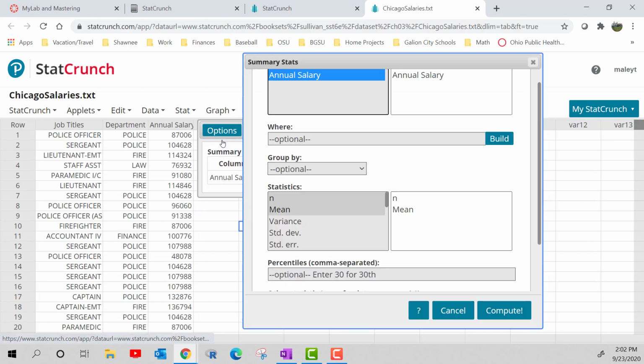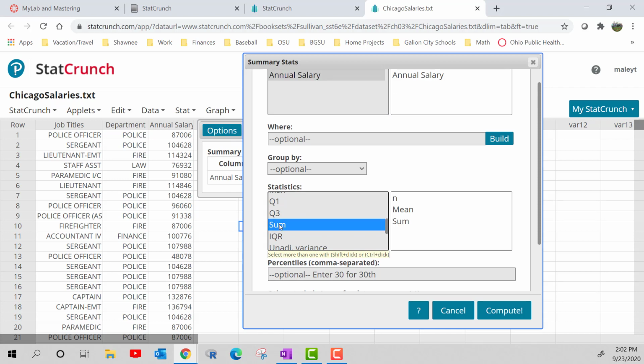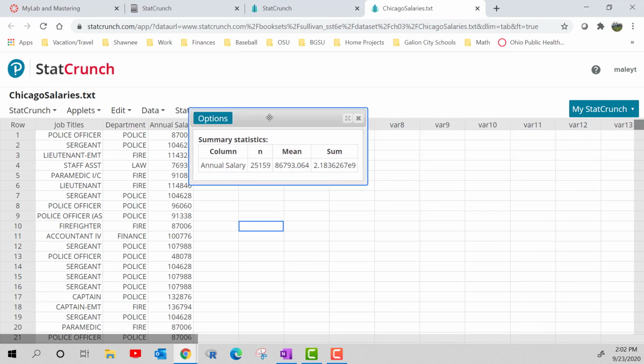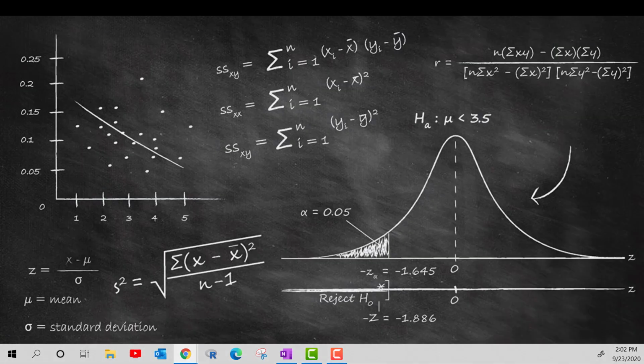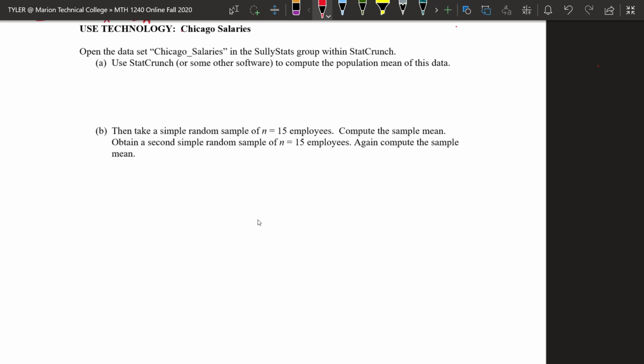Also, if I go back to options, just open that menu. There's an option here, a statistic called sum. So if I hold down Control and hit sum and hit compute, now it's going to give me the sum of all the data, the n value, and the mean, right? So if I took the sum and divided it by n, that would be equal to the mean, right? But notice the sum is written out as 2.1836267E9, right? So that is how a computer codes what we call scientific notation, right? So, and this will come up multiple times. So let me write out what I mean here.